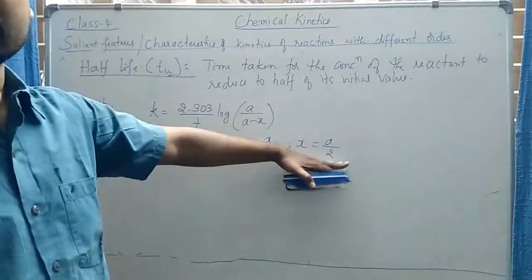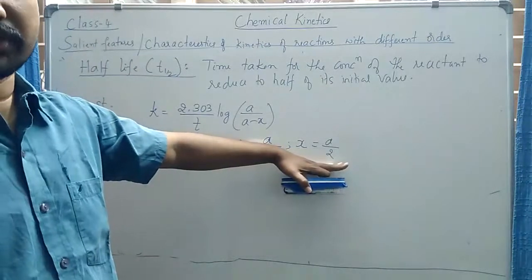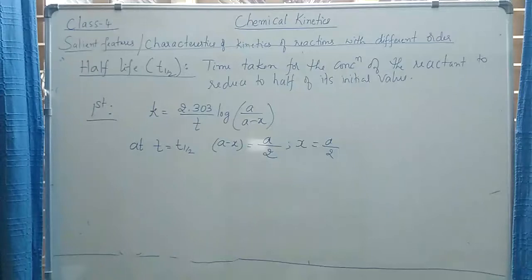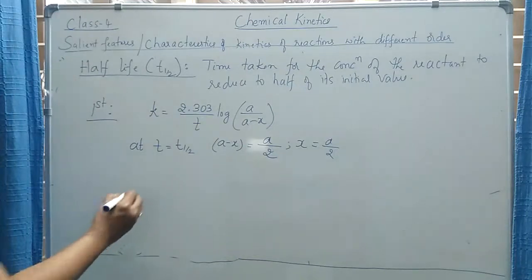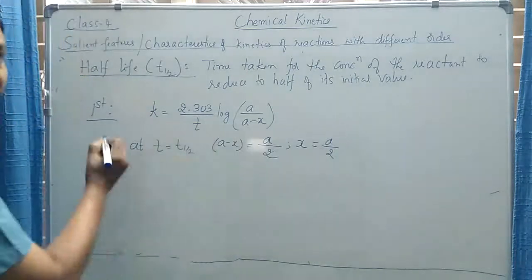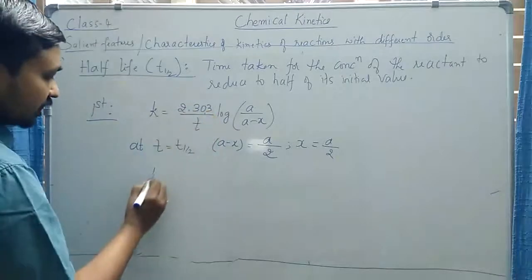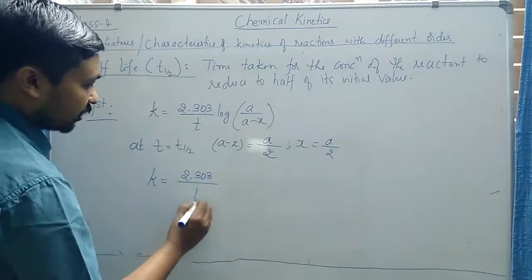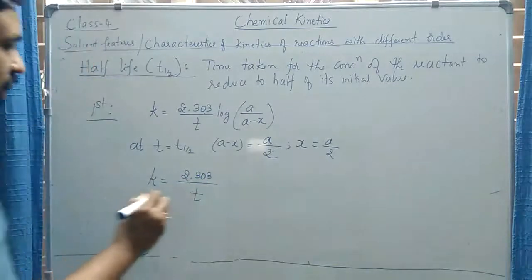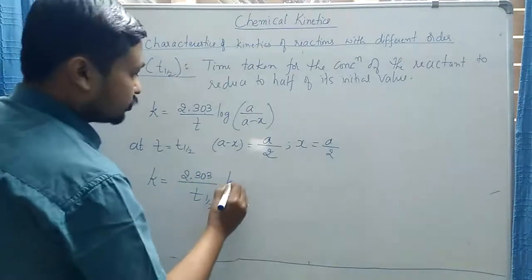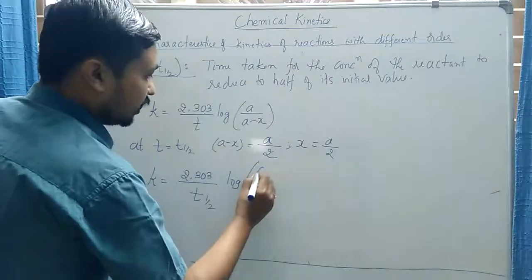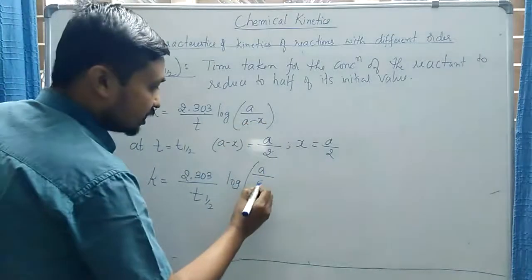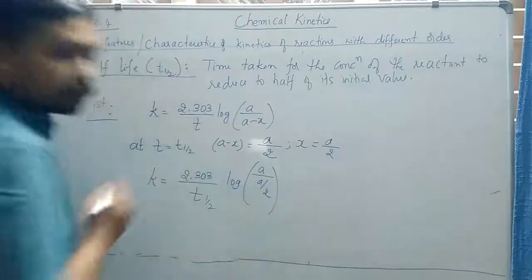We do not require this X value here for a first order reaction, but you require this when you are dealing with zeroth order or a second order reaction. So let us substitute this condition in this equation. K is equal to 2.303 divided by T half into log of A divided by, what is A minus X at T half? It is A divided by 2.